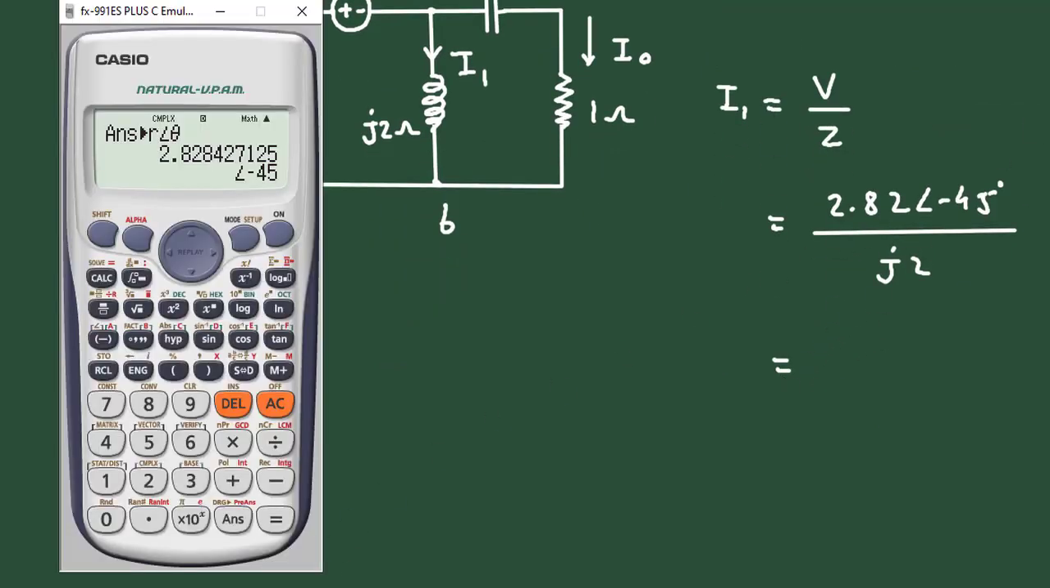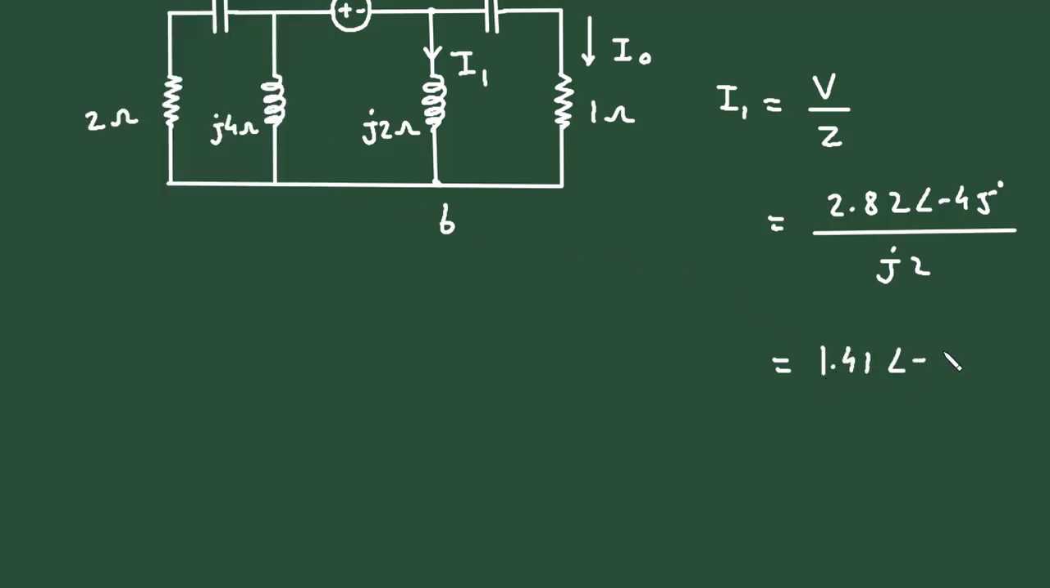Now if we solve this in calculator, it will be 2.82 at an angle minus 45 divided by J into 2. So it is this much in rectangular form. In polar form, this will be shift 2, 3. It is 1.41 at an angle minus 135 degree, and since it is current, its unit will be ampere.